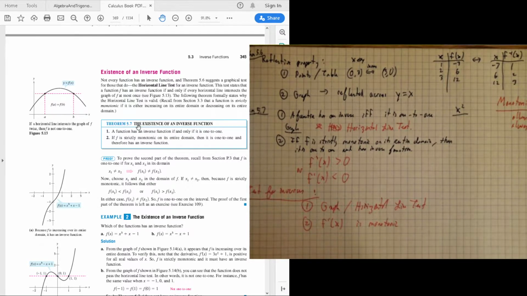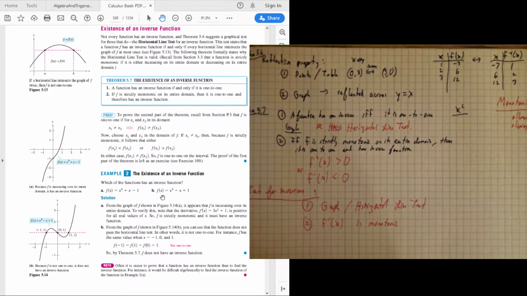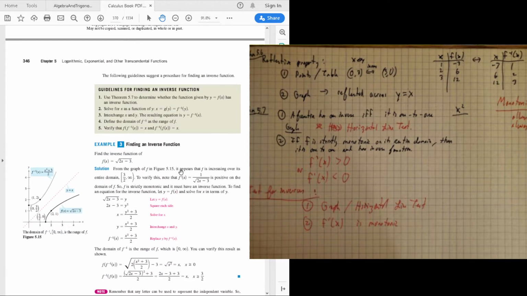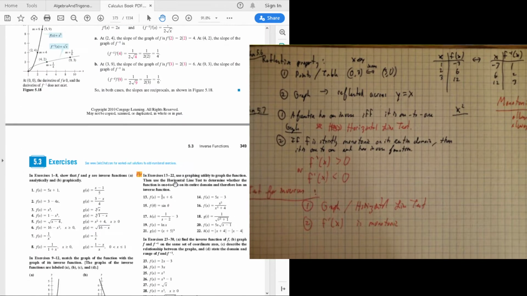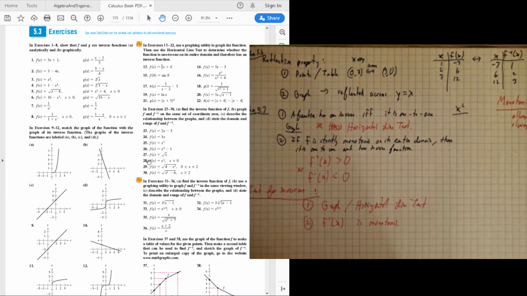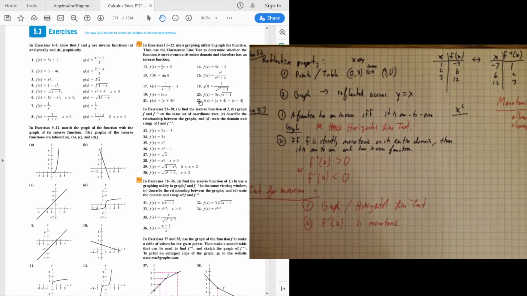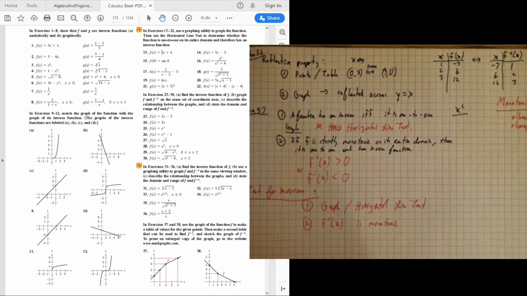So, there's an example in the textbook which showcases how to find an inverse for each one of these using both different terms, either from the graph or from the derivative, but I'm actually going to go straight to your homework. All right, here we go. So these ones ask us to use a graphing utility to graph the function, then use a horizontal line test to determine whether the function is one-to-one on its entire domain, and therefore has an inverse. Let's look at 14.